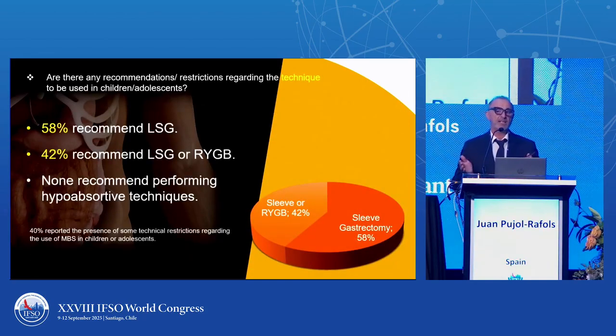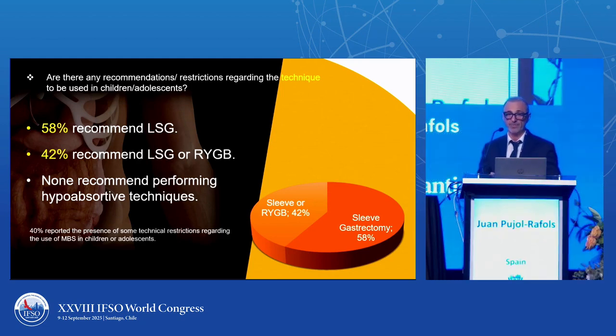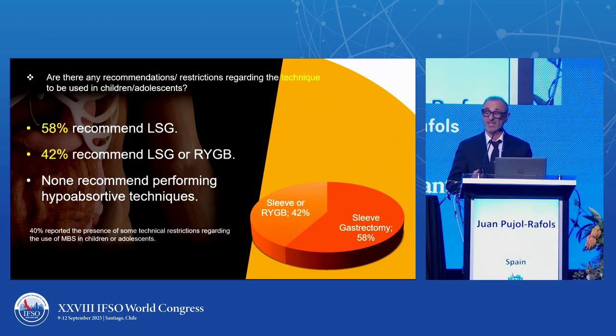Some of the guidelines recommend some techniques to be used in these young people. And in these guidelines, most of them recommend performing sleeve gastrectomy, in 60% of the cases, and in 42% of the cases recommend performing sleeve gastrectomy or standard Roux-en-Y gastric bypass. To be noted, none of them recommend performing hypoabsorptive procedures in this young population.